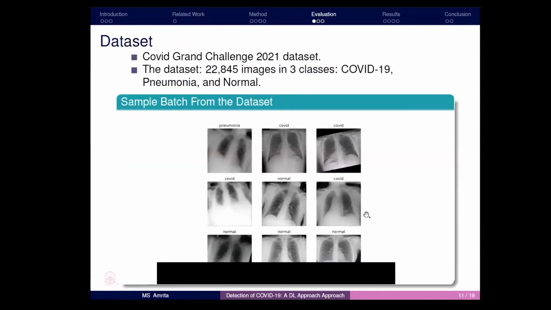Dataset. The dataset used for this experiment is provided as part of the COVID-19 Grand Challenge. The dataset consists of 22,845 images that belong to three classes: COVID-19, pneumonia, and normal. The dataset is divided into train, validation, and test set. Sample images from the dataset are shown in this figure.